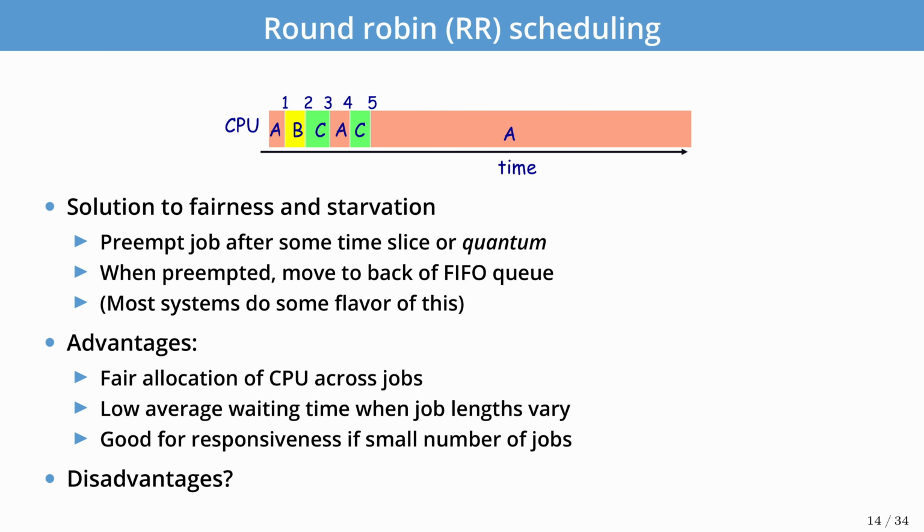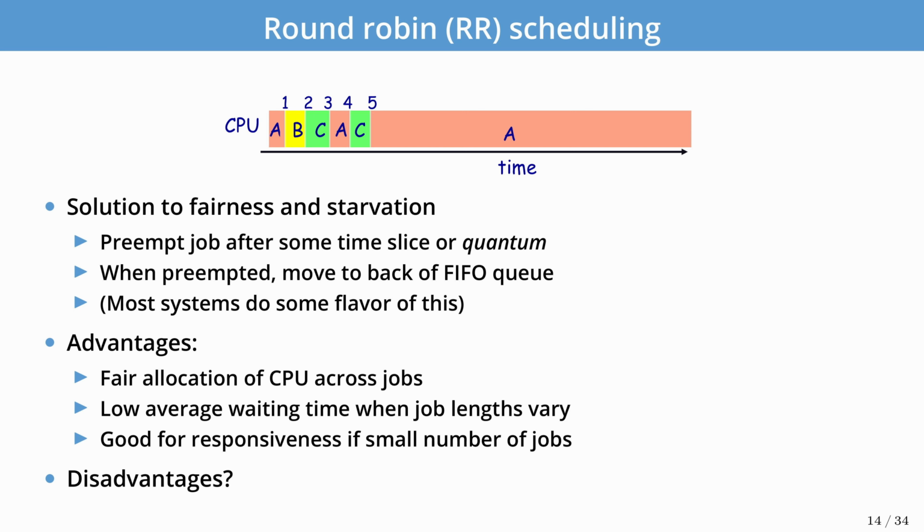Most systems are actually going to do something similar to this and to a shortest job first scheduling policy, which we'll see in more advanced algorithms toward the end of this lecture. The advantage here is that we'll get a fair allocation of CPU across all the jobs. We'll have a low average waiting time, and it's just really going to vary based on the job length. And we're going to have good responsiveness if we have a small number of jobs.